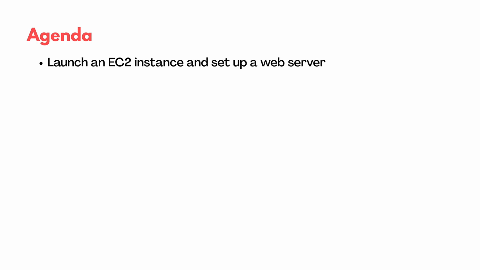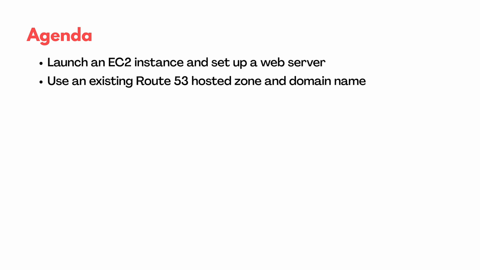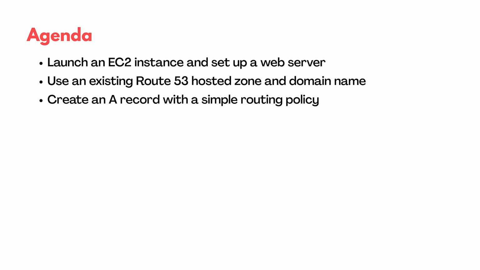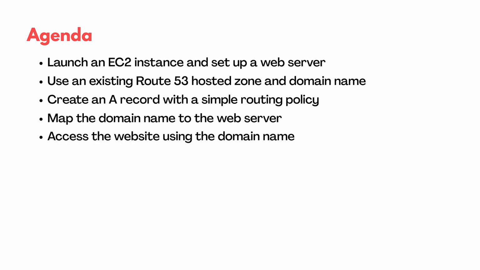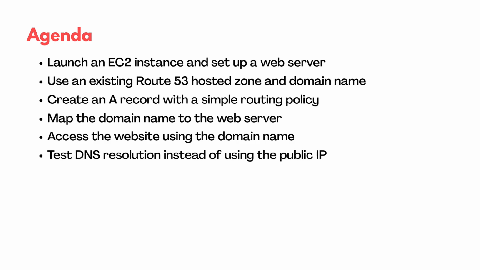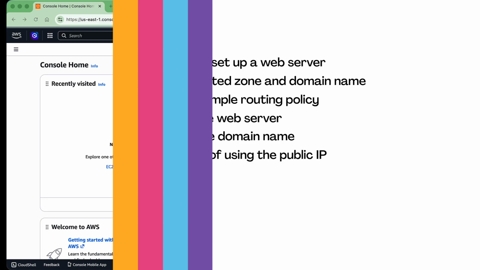We'll start by launching an EC2 instance and installing a web server on it. Now, in this demo, a Route 53 hosted zone has already been created along with a registered domain name. Then we'll create an A record using a simple routing policy so we can map a friendly domain name to our web server. And finally, we'll test everything by accessing the website using the domain name instead of the public IP address. All right, let's jump into the AWS console.